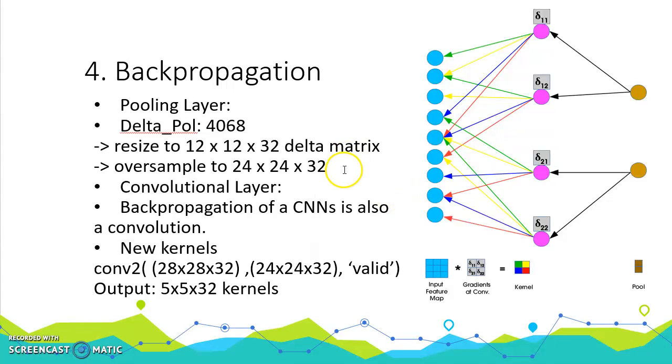So now what we're going to do is use this gradient matrix to calculate the new kernel. The backpropagation of a CNN is also a convolution. Here we have the gradients of the convolution. So we use it to slide over the input feature maps, and then we will get the new kernel. In this example, I use the convolution of the input feature maps and the gradient matrix, and the output will be 5 by 5 by 32 kernels.